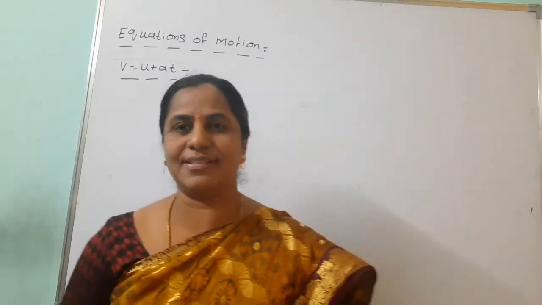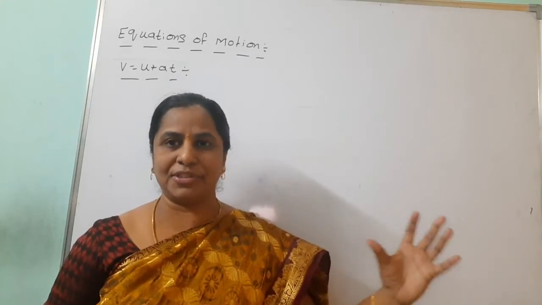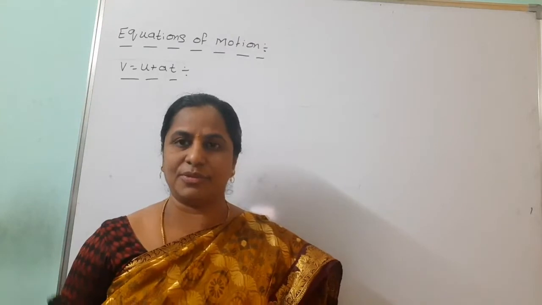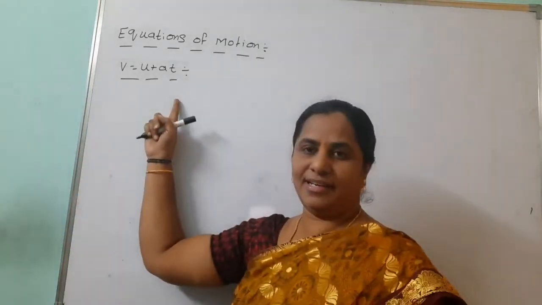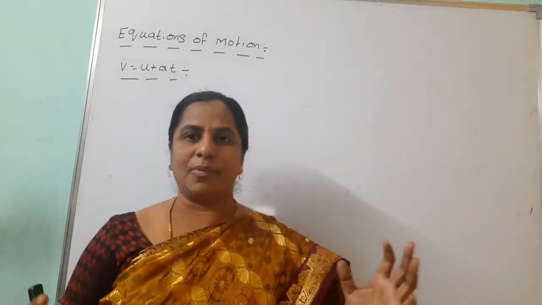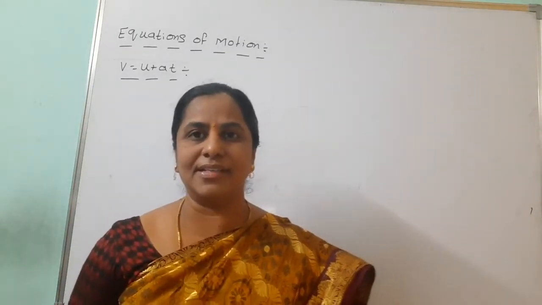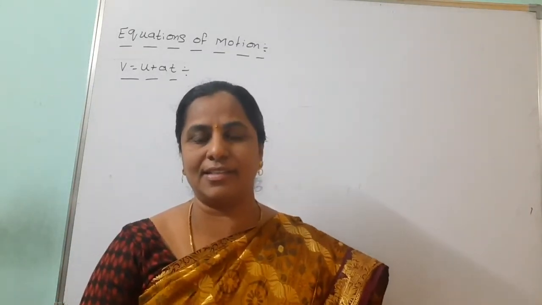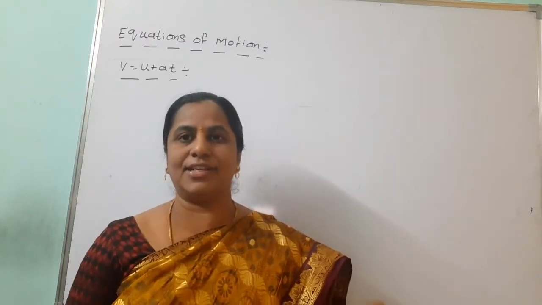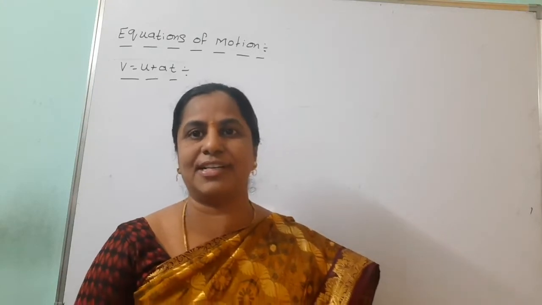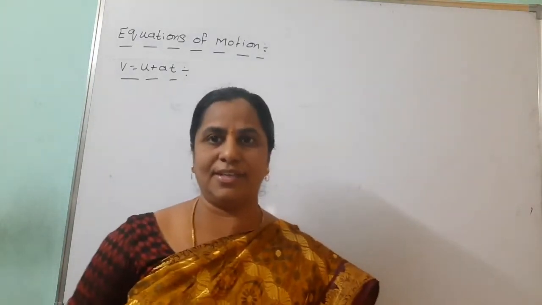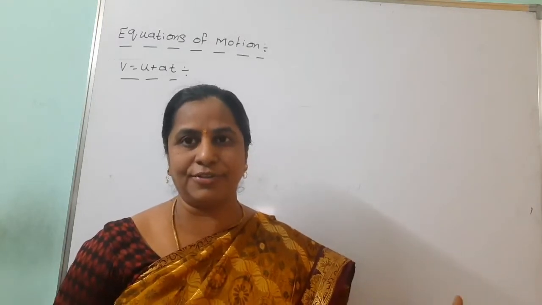Today we are going to discuss equations of motion in +1. First, we take the first equation of motion, v equals u plus at. What is v here? Suppose we take one body that has mass m. Initially it is moving with initial velocity u and final velocity is v. If the velocity is changing, that means acceleration a, and t is the time it takes. So how to derive this equation in +1, we are going to discuss now.